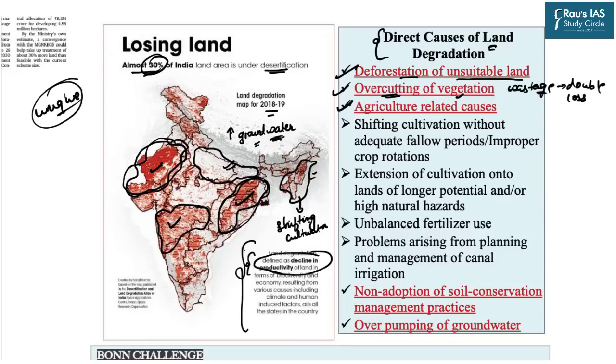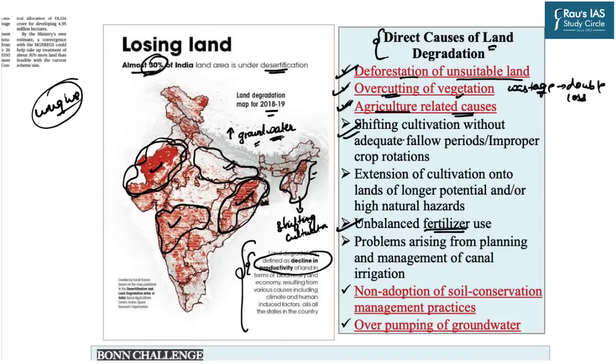The third important factor is the agriculture-related causes. For agriculture, we cut down trees. In agriculture, we use excessive chemical fertilizers, that is, unbalanced fertilizer use. And further, because of excessive irrigation, these fertilizers move towards other areas and pollute the land in distant areas as well. Excessive use of these chemical fertilizers and pesticides is also increasing the frequency and intensity of soil erosion.